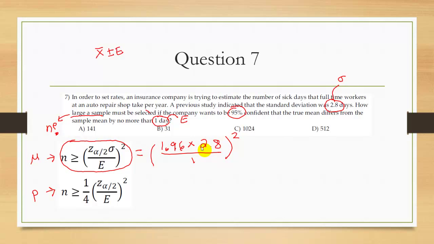So when I do this in my calculator, 1.96 times 2.8, I get 5.488, and then I want to square that, because it says to square it, and I get 30.1 approximately. It's actually 30.118144, but 30.1 is fine. Because we're trying to find out the minimum sample size, we need at least 30.1 people. We can't take 0.1 people, so we're going to have to round this up, and it's going to become just 31. So that's our answer, option B.